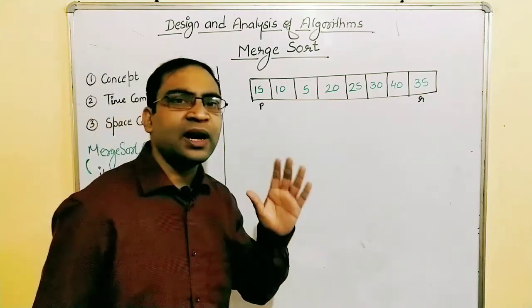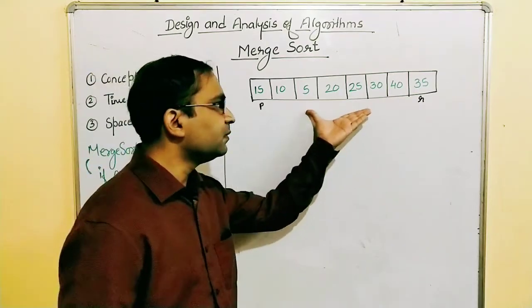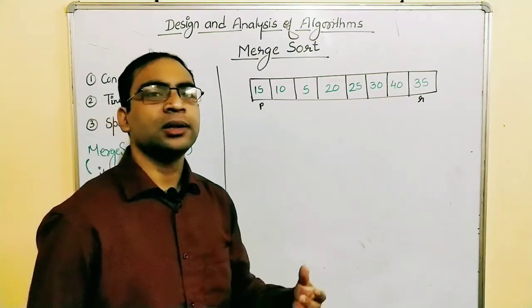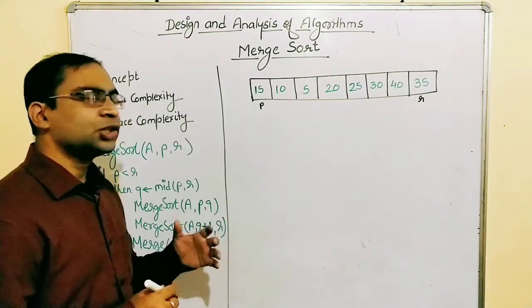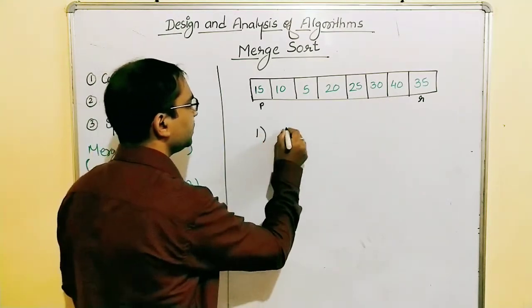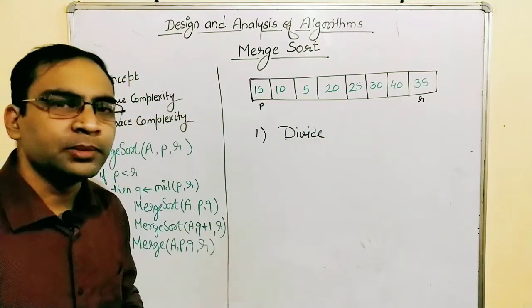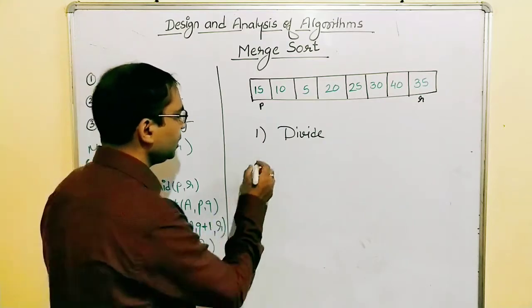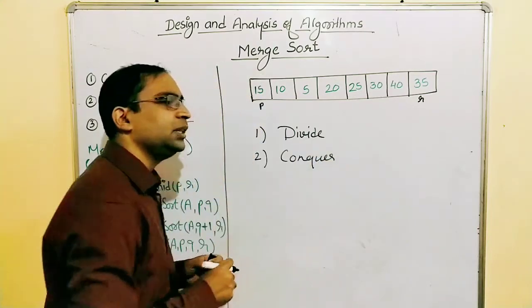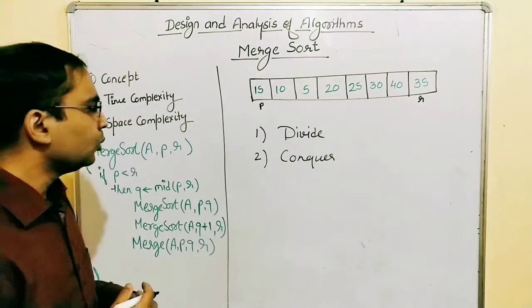This is basically a divide and conquer approach. That means we will divide the larger problem into subproblems and then conquer those subproblems. Merge sort can be done in three major steps. The first is divide: we divide the larger problem into smaller subproblems. Then in the second step we conquer with the help of recursion, sorting the sublists and recursing.